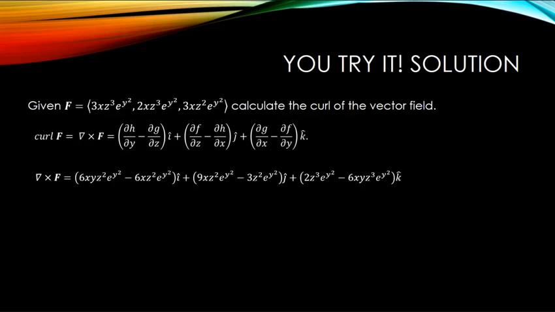I'm going to factor out a common factor of z squared e to the y squared, and I get z squared e to the y squared times the vector with components 6xy minus 6x in the i hat direction, plus 9x minus 3 in the j hat direction, plus 2z minus 6xyz in the k hat direction.